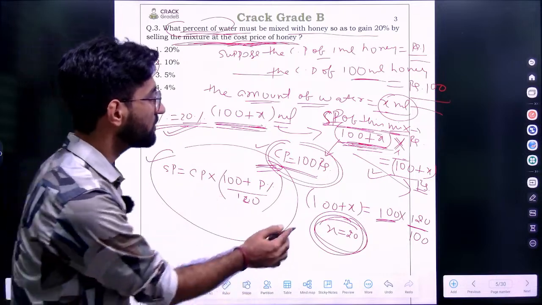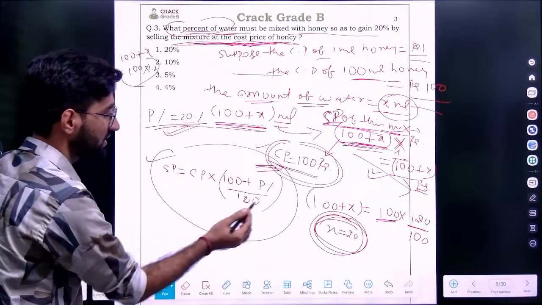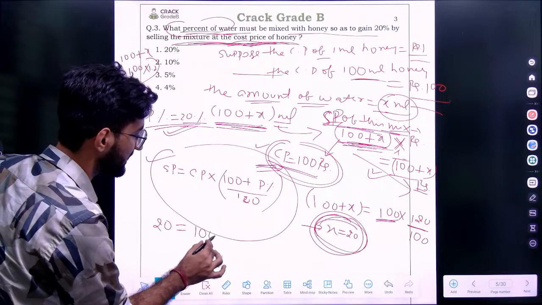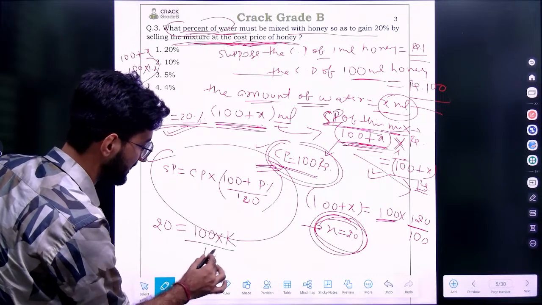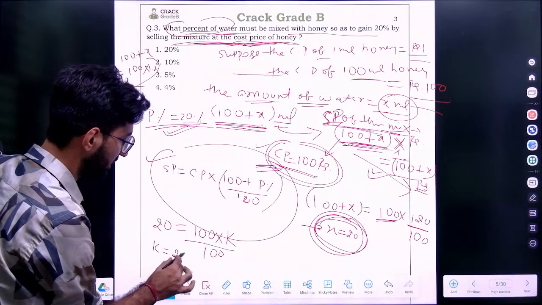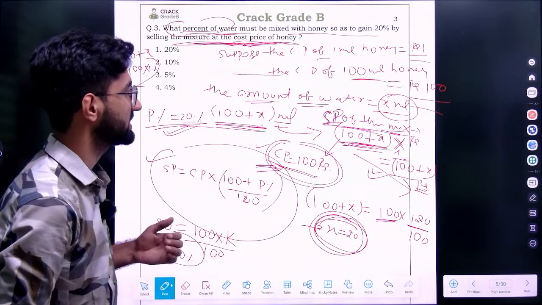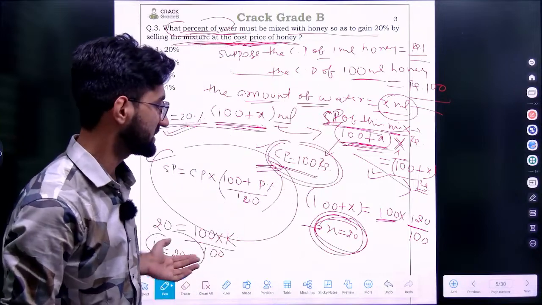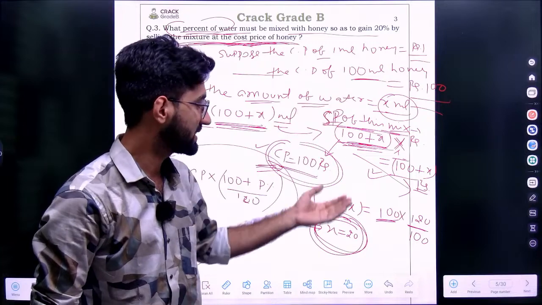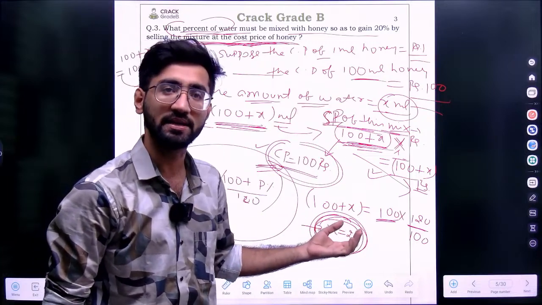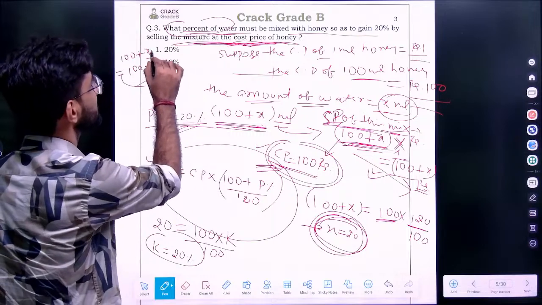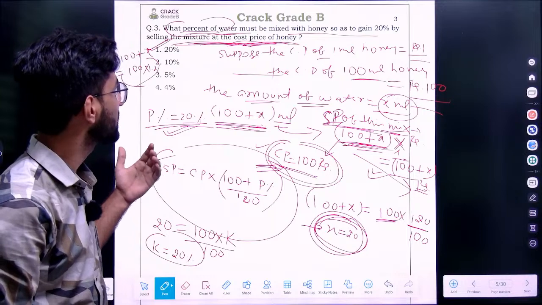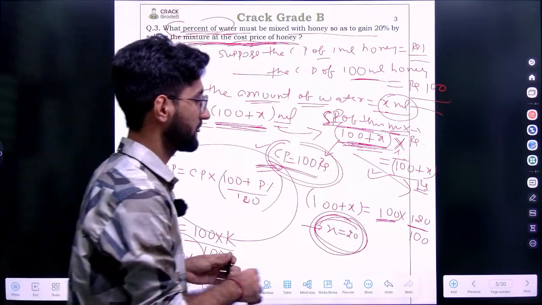It means now there is another way to think: 20 is what percentage of 100? So obviously 100 into k divided by 100, that is k equal to 20%. But since we have already considered the amount of honey, that is 100 ml, we don't have to think about percentage. The total amount of honey is 100 ml and we are adding 20 ml of water. It means 20% water. So the correct option of this question is option 1.